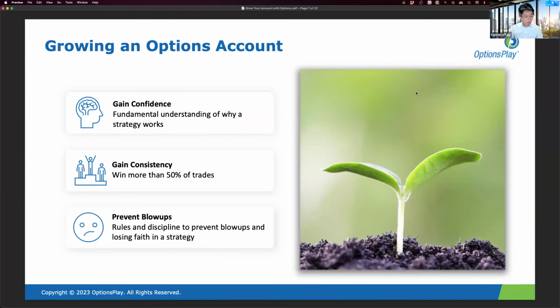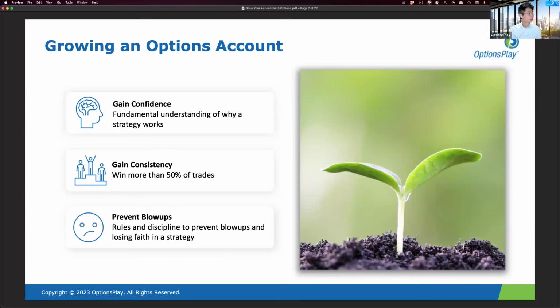So let's talk a little bit about growing an options account. This is for those of you that are either new to options trading or at this moment you're still struggling with consistently growing your account. What does it take to actually get there? Number one, you need to gain some confidence.